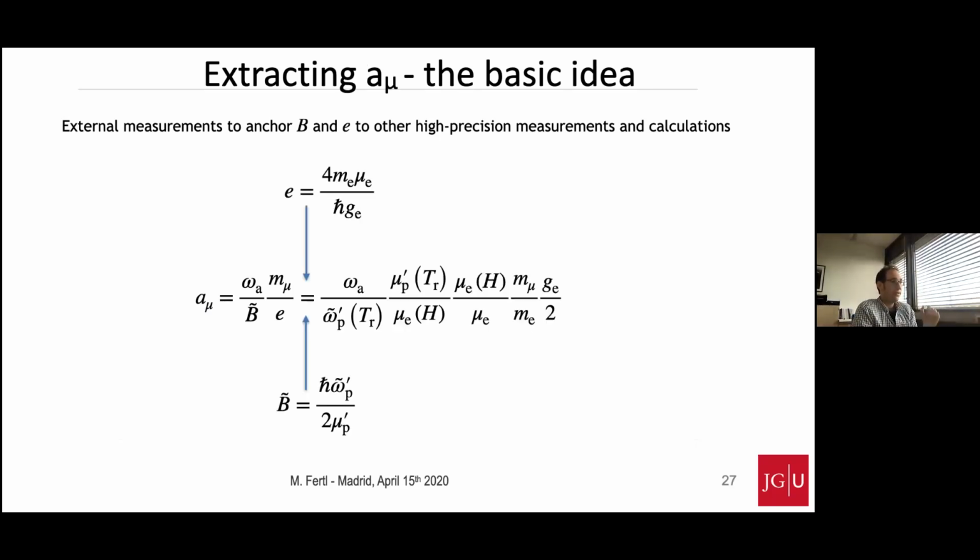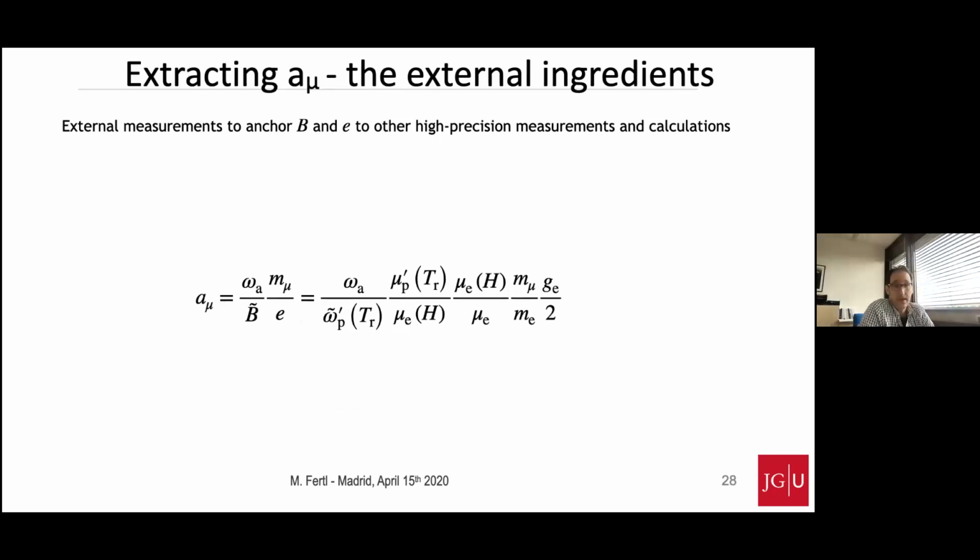So we express the electric charge in terms of the magnetic moment of the electron and its g-factor, and the magnetic field we represent as a measurement of a proton precession frequency and the proton magnetic moment in a particular sample. And if we introduce that, we can actually expand this, and we get 4 additional external ingredients to the result that we are interested in.